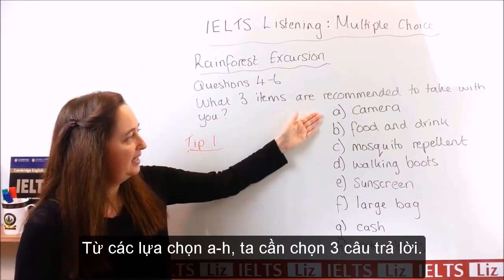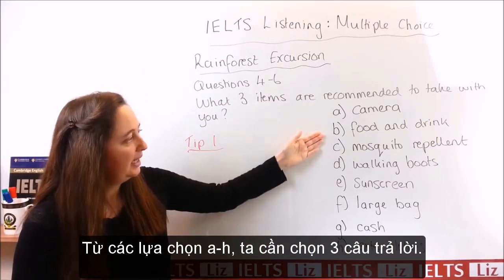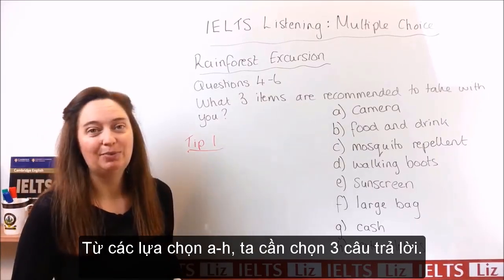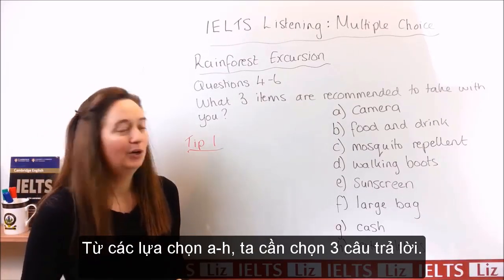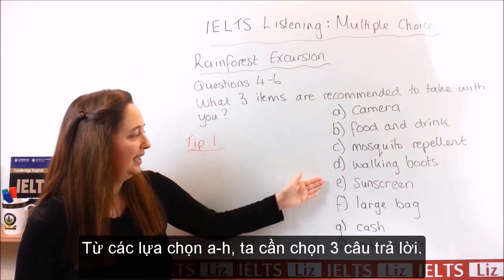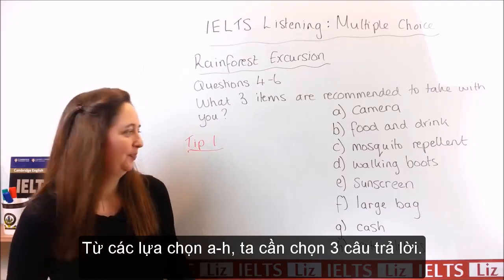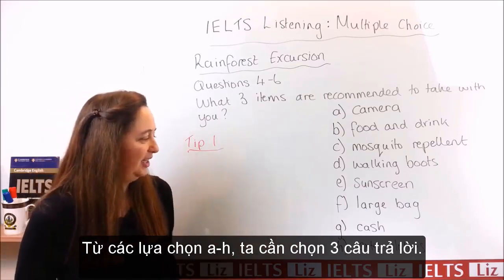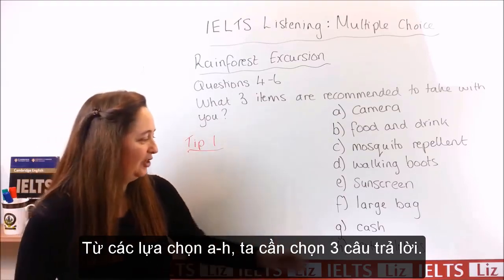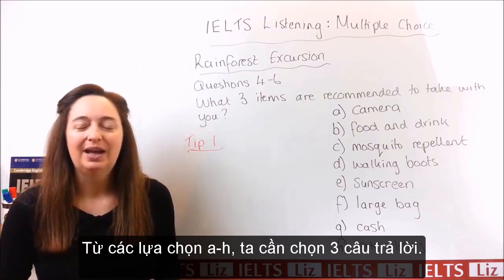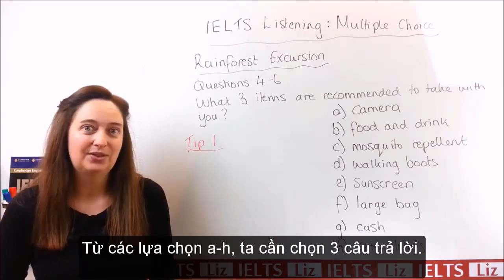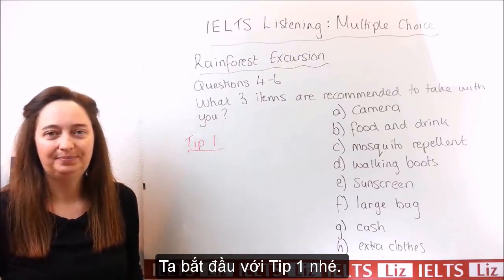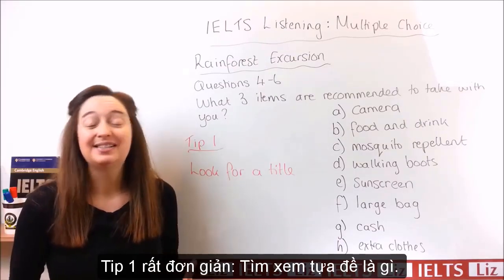We have A, camera, B, food and drink, C, mosquito repellent, D, walking boots, E, sunscreen, F, a large bag, G, cash, and H, extra clothes. And from those options we need to choose 3 answers. So let's start with tip number 1. The first tip is a simple tip.